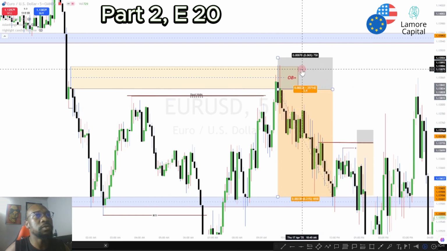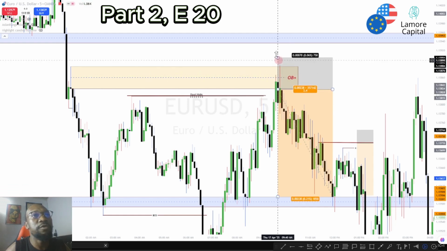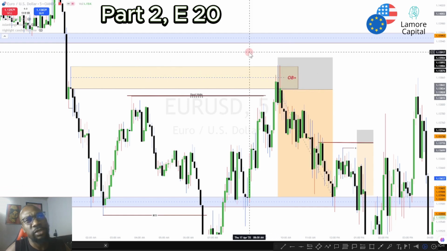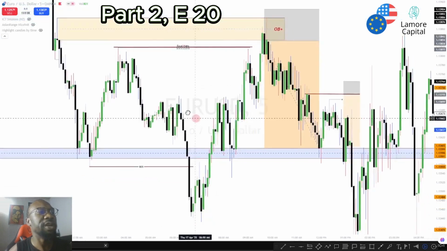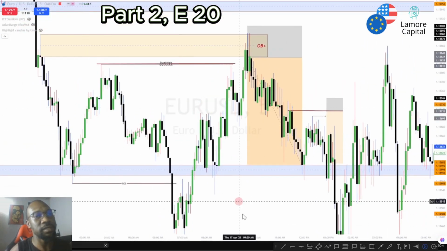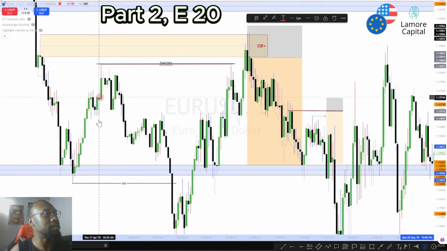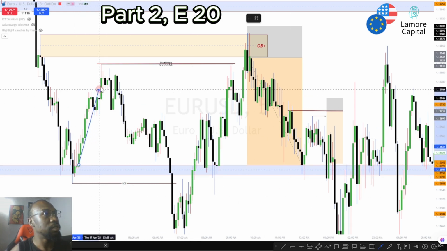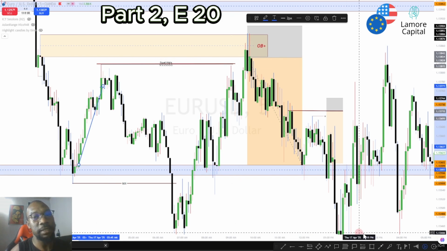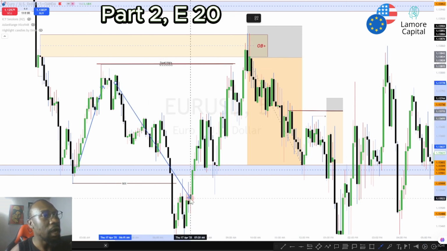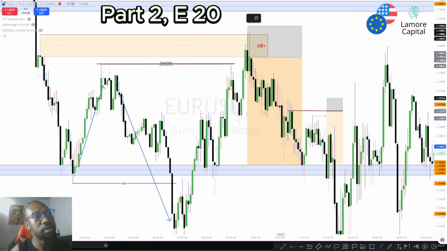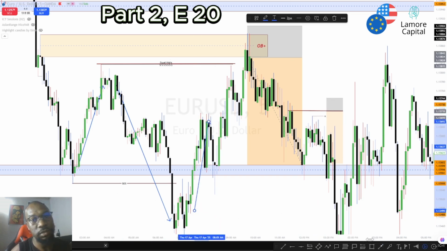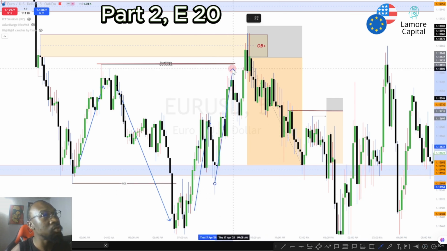So irrespective, when I saw the impulsive move into the particular point of interest, what did I do? I knew I can't use sell limit here because I didn't see enough consolidation. I only saw enough displacement. This is a displacement. This is a displacement. Another displacement, no consolidation. Another displacement, no consolidation. Another displacement. Can you see? Another displacement. This is not consolidation.